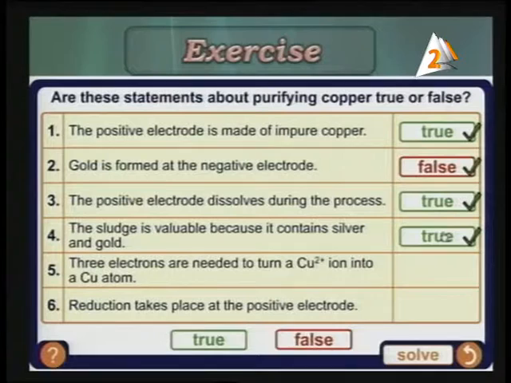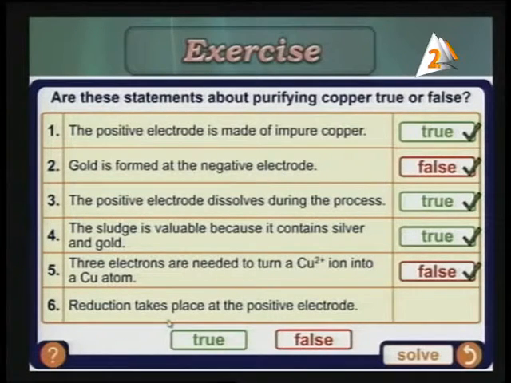Why? Because it's what? The mud. It contains silver and gold, so it moves down without any reaction. Why? Because silver and gold, they are inactive elements. So 3 electrons that are needed to turn Cu positive ion into copper. No, it's false. Why? Because copper needs 2 electrons to change into copper atom.